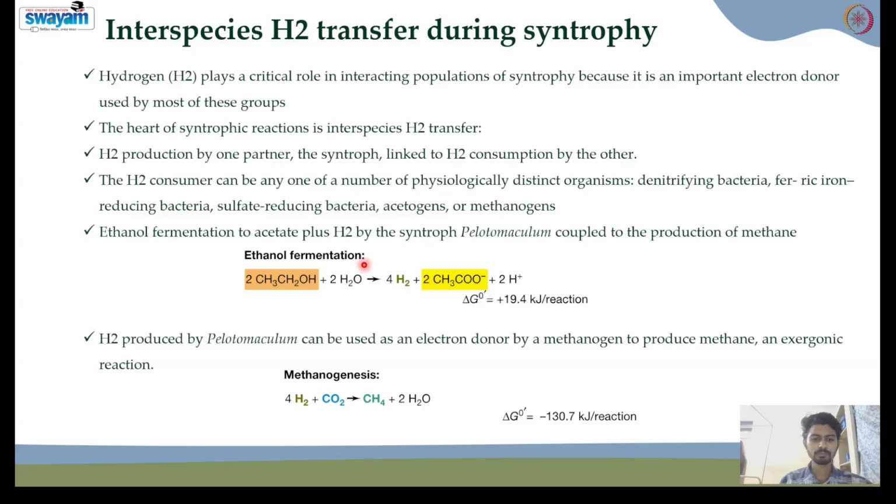First, we will take ethanol. When ethanol combines with water, the microorganism Pelotomaculum will produce acetate, along with hydrogen and H plus protons. So if you see this reaction, del G is positive. What happens if del G is positive? If del G is positive, is it a spontaneous or non-spontaneous reaction?